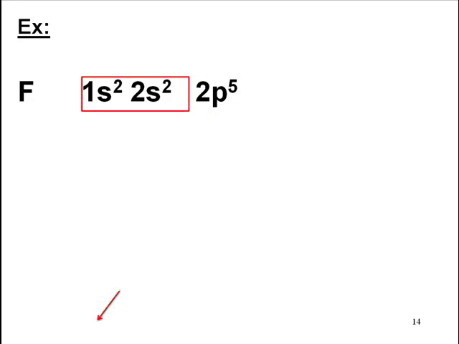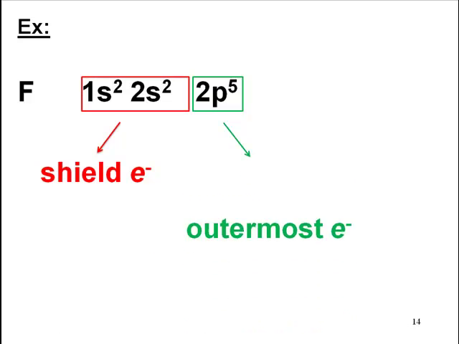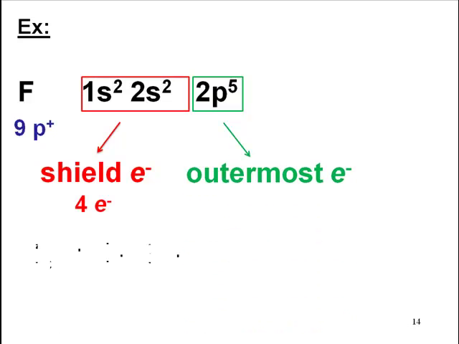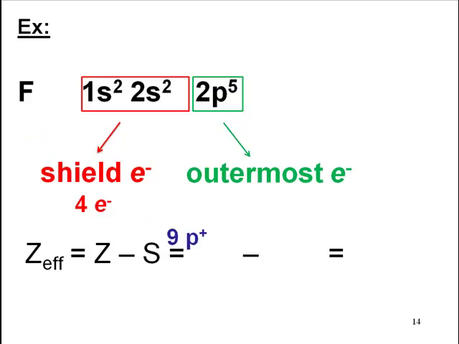Fluorine here, if we look at fluorine, it's got the shielded electrons and the outermost electrons. To calculate the ZF, you take 9 minus 4. So this has a positive 5 effective nuclear charge. Okay? So the ZF is positive 5 for fluorine.